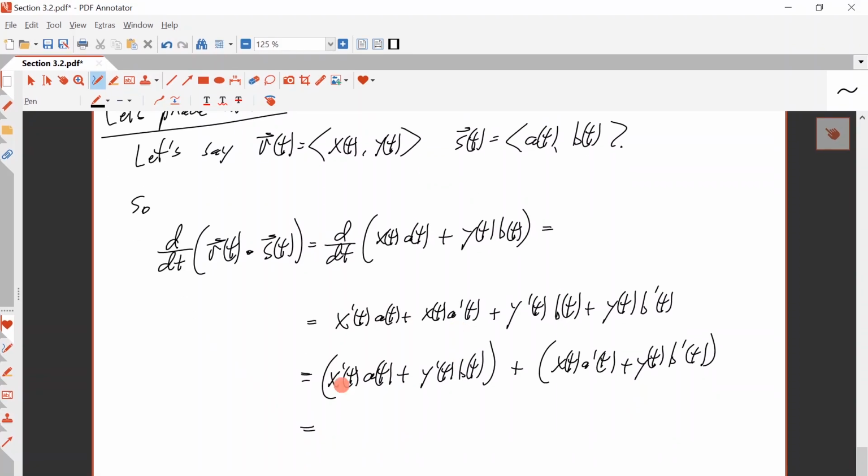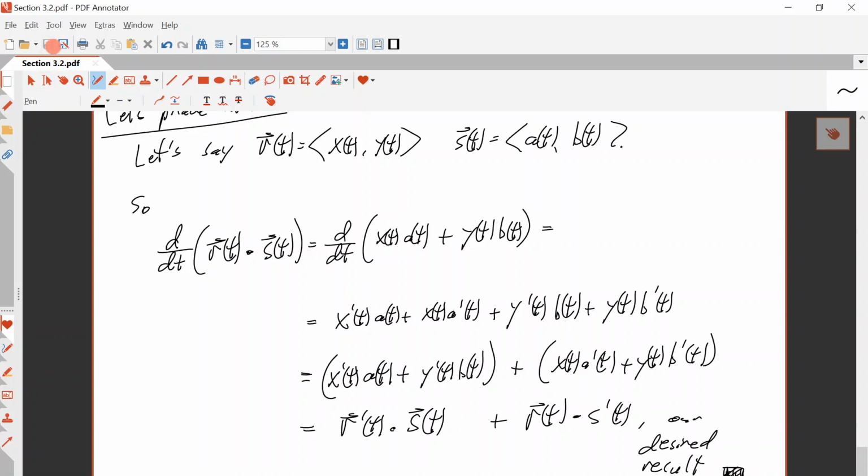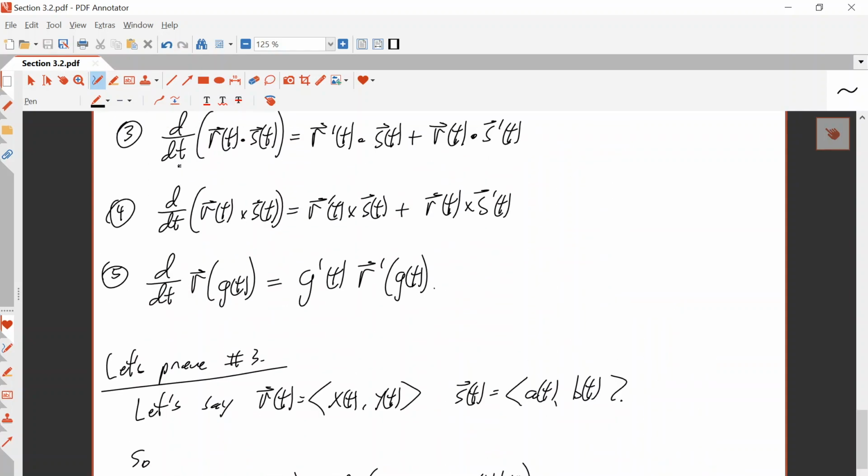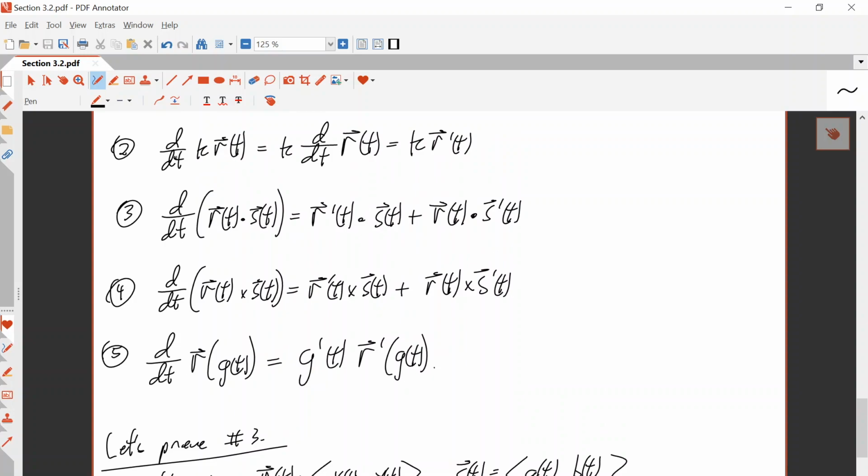Right, but this is x prime, y prime dot a, b. So this is r prime of t dot s of t, plus this one is r of t dot s prime of t. Right, which is our desired result. So that's the proof of number 3. The rest are all kind of similar to that. It all comes down to the fact that the analogous property for one-dimensional functions holds. Okay?